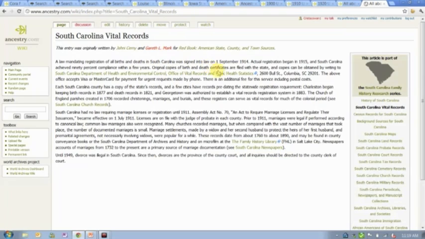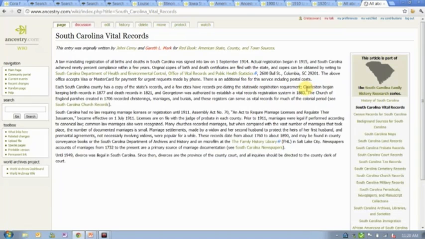Original copies of birth and death certificates are filed with the state, and copies can be obtained by writing to, and then it gives you a link. It gives you the name and then an address, but it also gives you a link to the website of the South Carolina Department of Health, their Office of Vital Records, where you can obtain that. How you can pay for them, because most states require you to pay for access to those records. And then it gives you some additional information here. So each county also has a copy of the state's records, and then a few cities have records predating the statewide registration requirement.